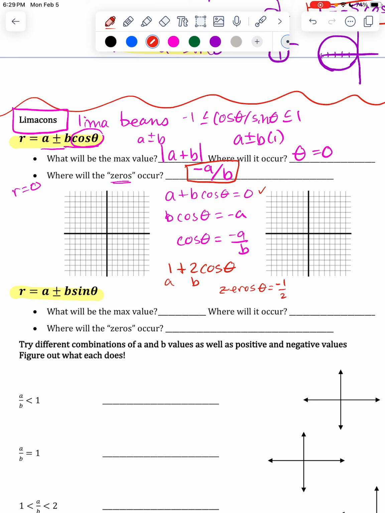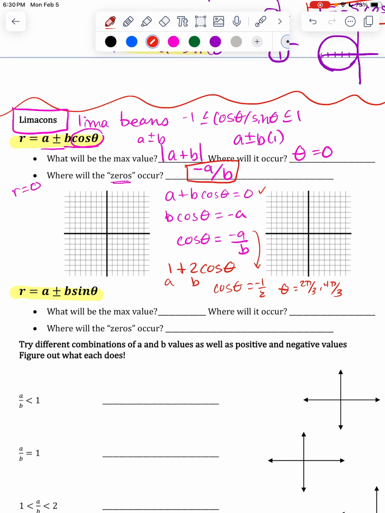So wherever my cosine theta has a value of negative 1 over 2, that's going to be where I get a 0. So again, I have to think about, where does that occur? And on the unit circle, my cosine, or x, will have a negative 1/2 value at 2 pi thirds, 4 pi thirds.